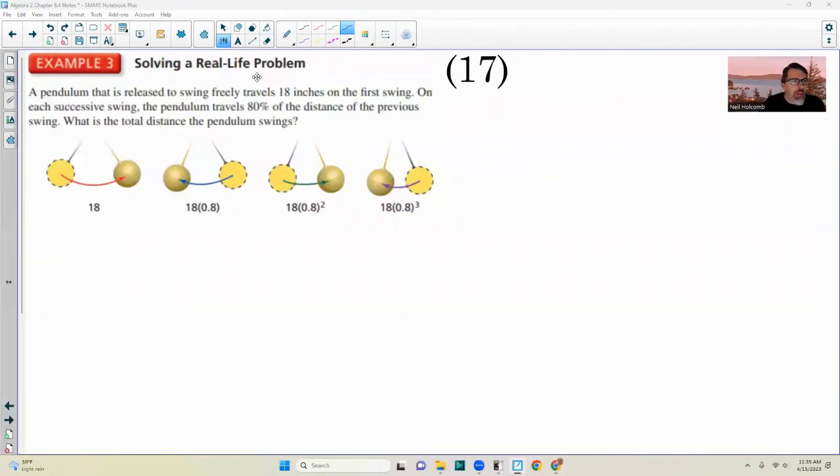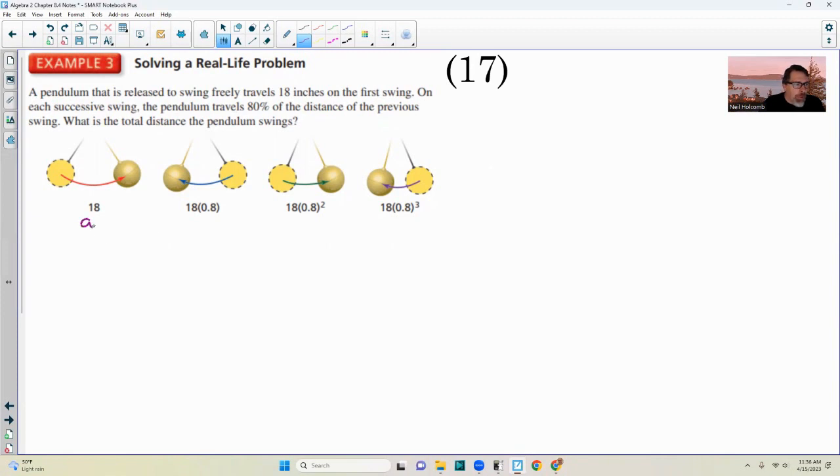Okay, example 3, solving a real life problem with the sums of series. A pendulum that is released to swing freely travels 18 inches on the first swing. On each successive swing, the pendulum travels 80% the distance of the previous swing. So what is the total distance the pendulum swings?